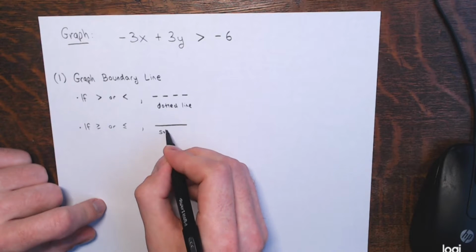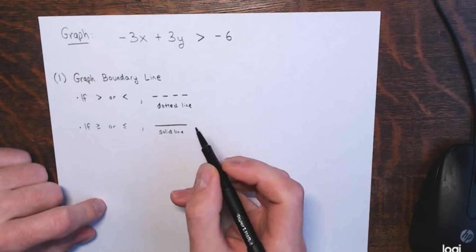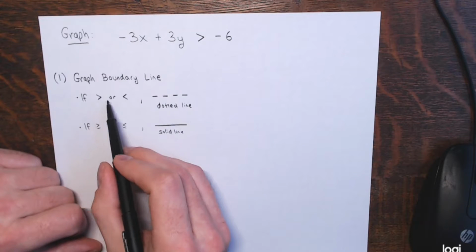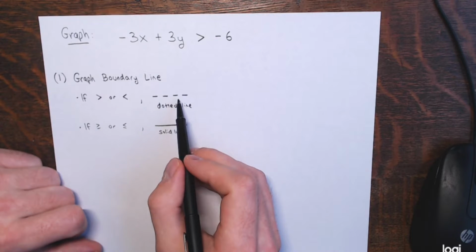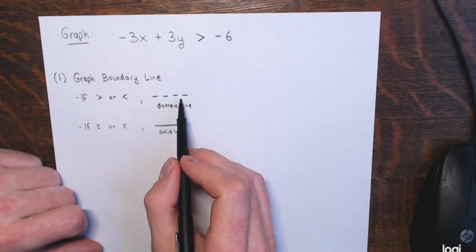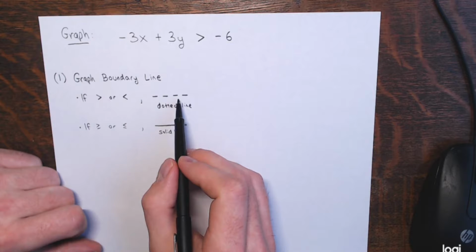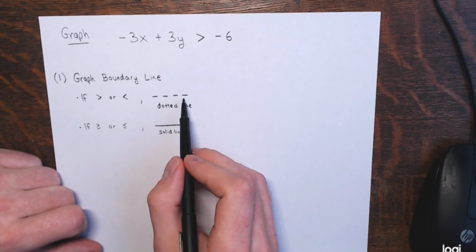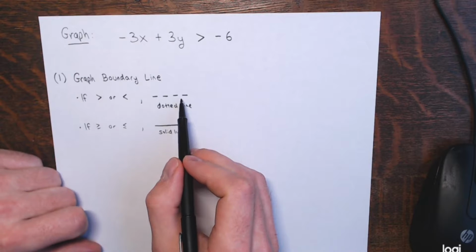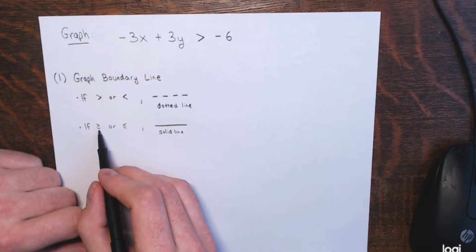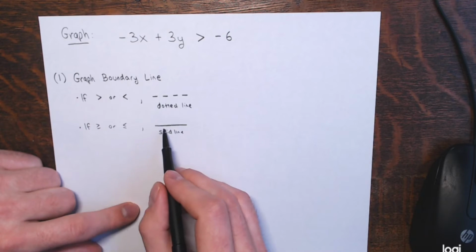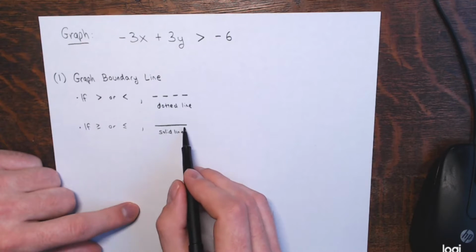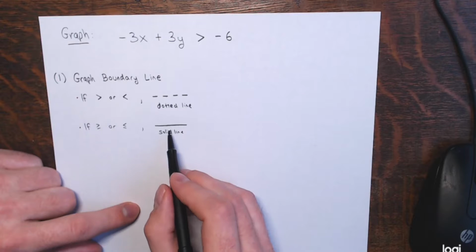Right? And the reason for this is when you have just greater than or just less than, the points on the line are not solutions. So we're going to make it dotted. It's almost like having an open point. You know, these points technically aren't there. They don't belong. They don't satisfy the inequality. But when you have greater than or equal to, less than or equal to, the or equal to part will be satisfied. So the points on the line, the boundary line, will be part of the solution set. So to make it solid, it's like filling in the points.